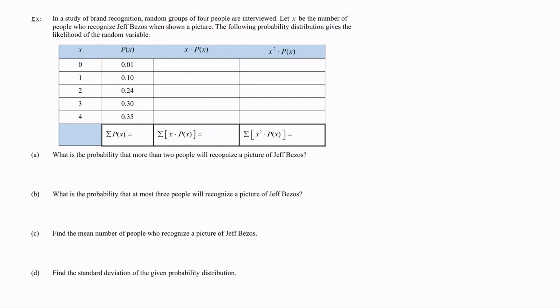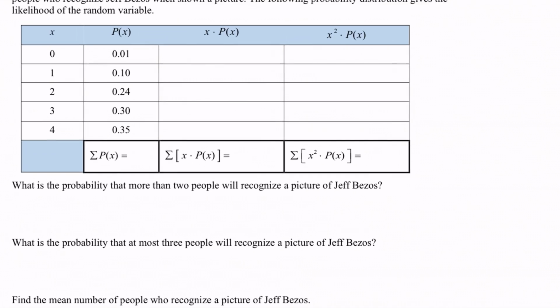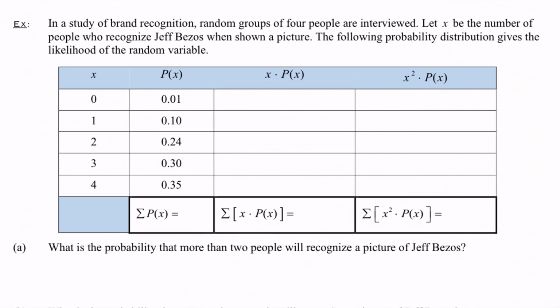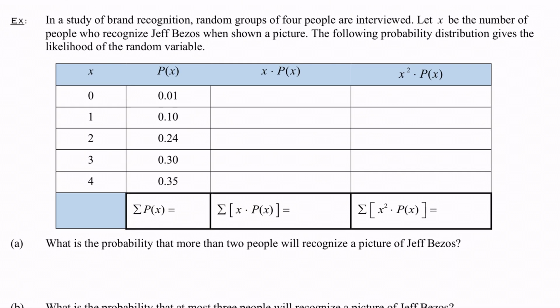In the next slide, we can look at how we can compute these formulas with this particular example. Here, let's blow it up a little. In a study of brand recognition, random groups of 4 people are interviewed. Let X be the number of people who recognize Jeff Bezos when shown a picture. The following probability distribution gives the likelihood of that random variable.